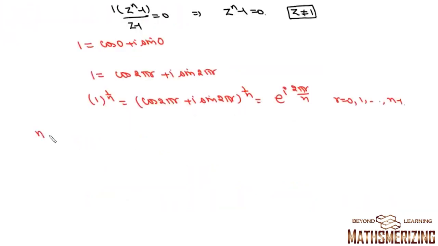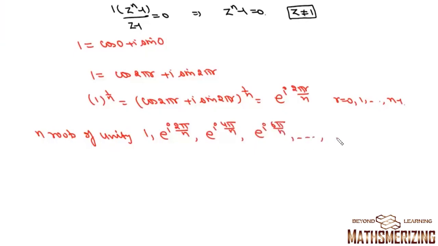So the n roots of unity are 1, e to the power iota 2 pi by n, e to the power iota 4 pi by n, e to the power iota 6 pi by n, up to e to the power iota 2 pi times n minus 1 divided by n. So these n complex numbers are the n roots of unity.